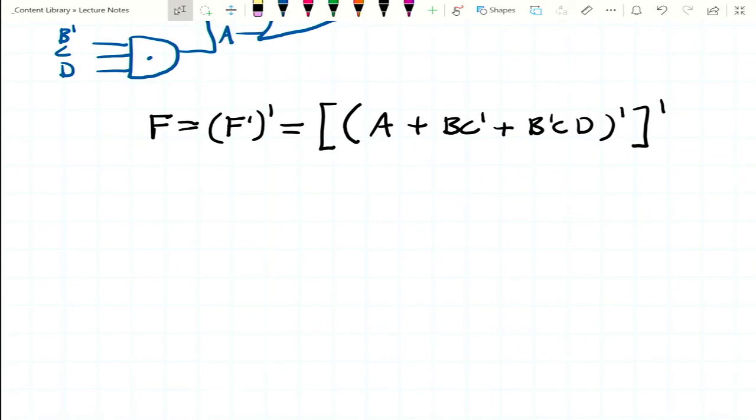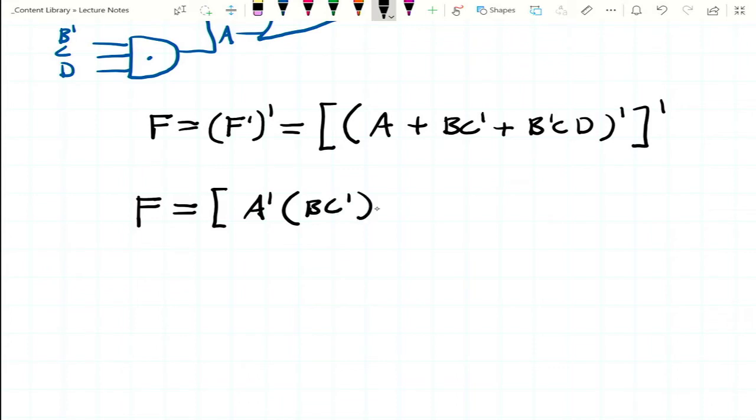Now we apply De Morgan's theorem just once, though, to that first inversion. And that's going to get us this. F is equal to, let's see, A or B and C prime, or B prime and C and D. All that prime is going to give us what? A prime and B and C prime, and B prime, C, and D prime. And all that primed again.